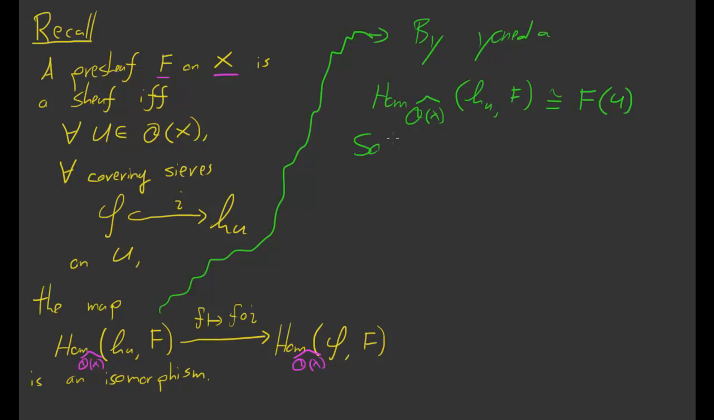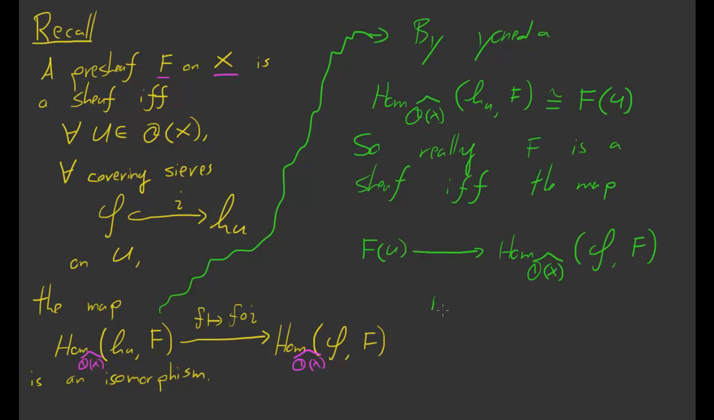So really, and here's the punchline, F is a sheaf if and only if the map from F of U into Hom O of x hat, S F, is an isomorphism for every covering sieve S on U. And this map here, that's just you apply Yoneda first, and then you apply this restriction map that we had over here, this functional restriction map.